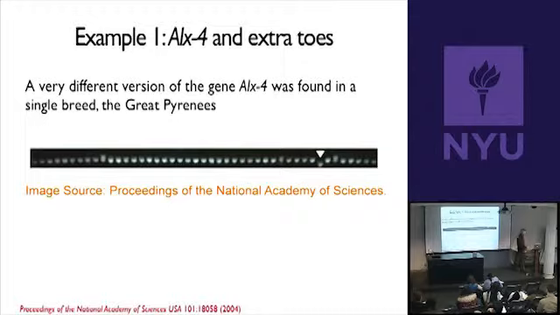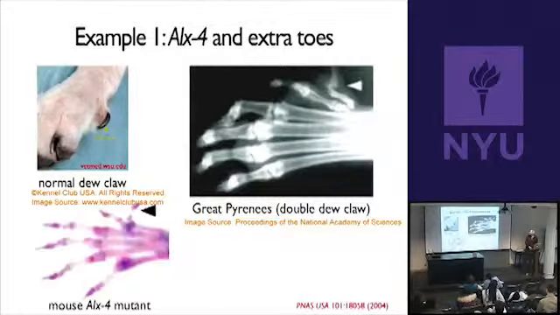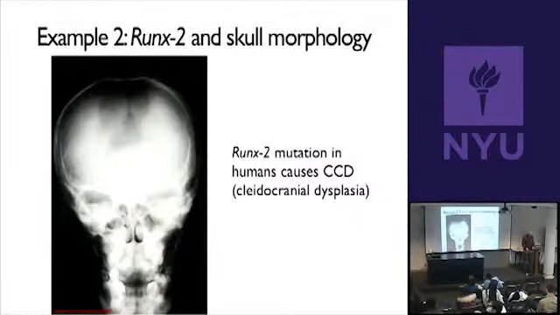Okay? Here's another example. So this is a skull of a human patient with what's called cleidocranial dysplasia, or CCD. And one of the diagnostic features of this disease is skeletal malformations of various kinds, but a very, very bulging forehead. Very, very serious disease, right?